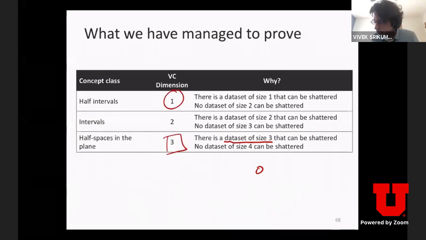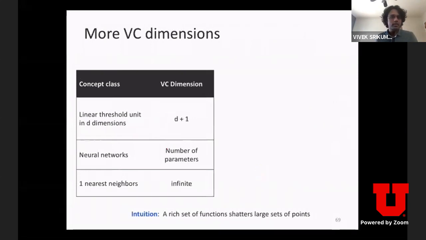Now, in general, and I'll just say the result without proof, for a linear threshold unit in D dimensions, the VC dimension is D plus 1. In 2 dimensions, it is 2 plus 1, which is 3.